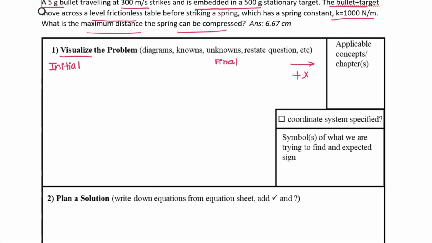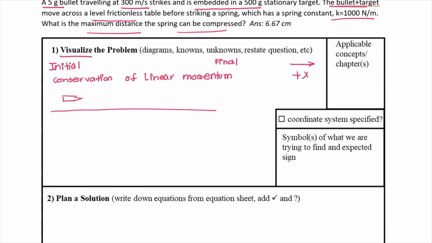Why? Because there's a part of the motion where we can use conservation of linear momentum, and for the next part of the motion, we can use conservation of energy. So I'm going to visualize the problem. Initially, the bullet is moving at 300 meters per second and it has a mass of 5 grams, and the target is at rest. So the speed of the target would be just 0.